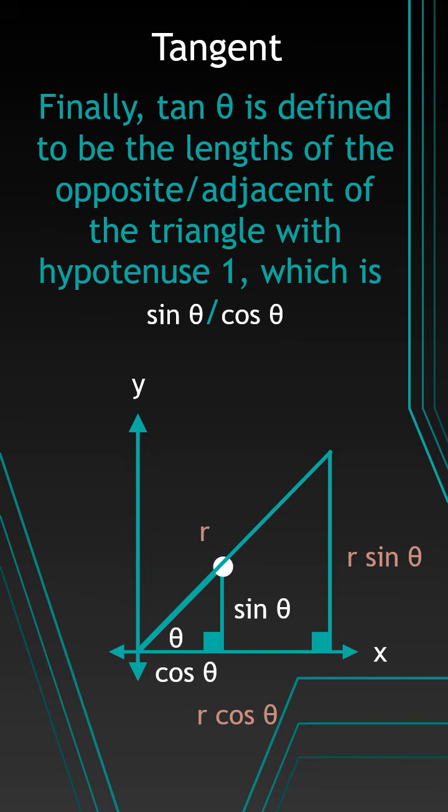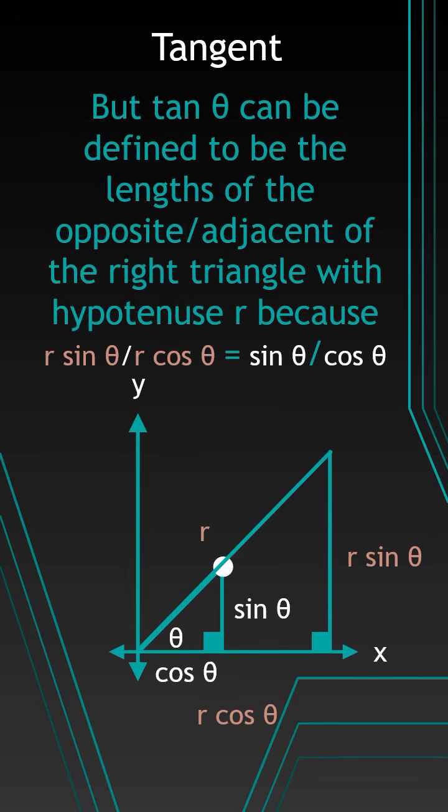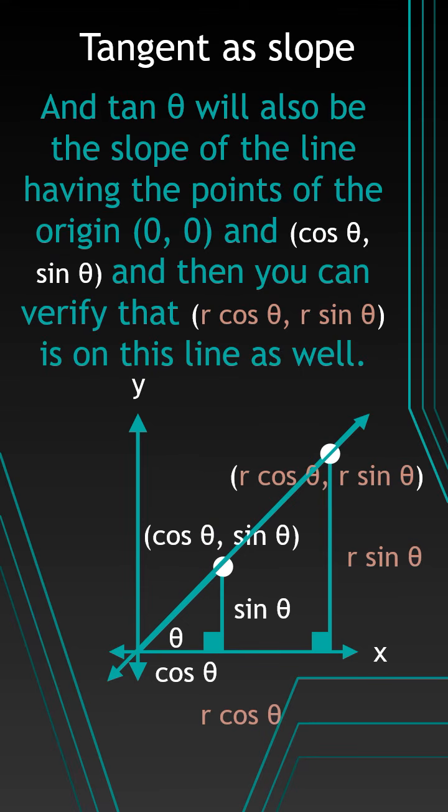Finally, tan of theta is defined to be the lengths of the opposite over adjacent of the triangle with hypotenuse 1, which is sine of theta over cosine theta. But tan of theta can be defined to be the lengths of the opposite over adjacent of the right triangle with hypotenuse r, because r sine of theta over r cosine theta is the same. And tan of theta will also be the slope of the line having the points of the origin and cosine theta, sine theta, and then you can verify that r cosine theta, r sine theta is on this line as well.